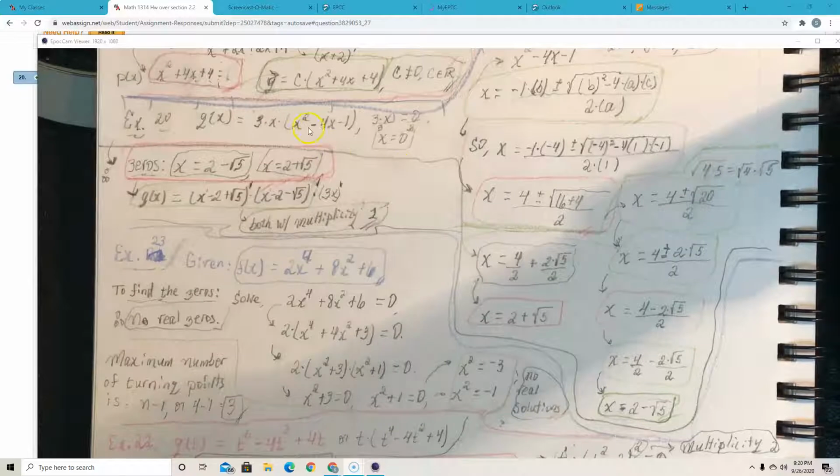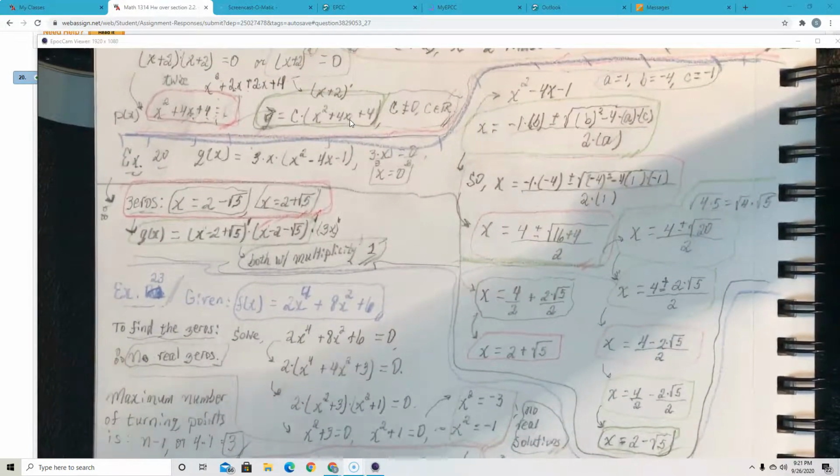And now this x squared minus 4x minus 1, notice the degree here is 2. That's going to give us 2 more zeros, 2 more roots. And now we need to find them. If we can factor this down, well, then we try. Or if we're not able to factor it, then we have to use the quadratic formula. And so that's what we're going to have to do here.